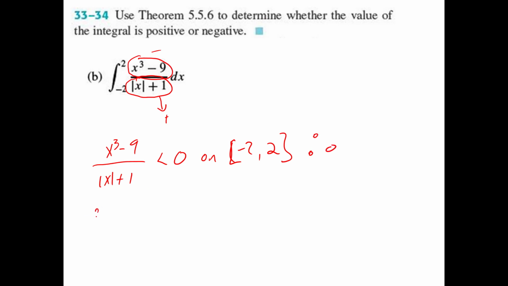Therefore, your integral from -2 to 2 of x cubed minus 9 over the absolute value of x plus 1 dx is less than 0. And that is it.